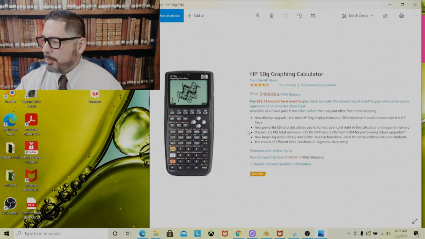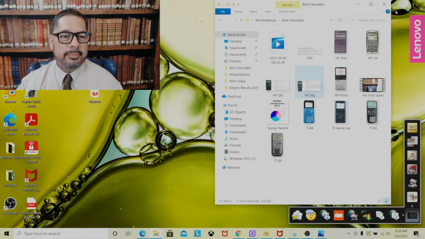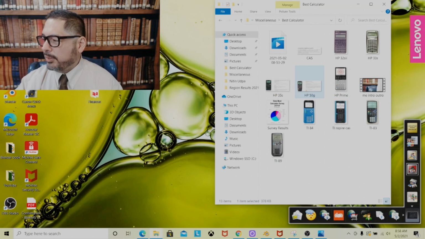But only 2 people at the individual state meet used the HP50G graphing calculator. I thought that was interesting. It's been out of production since 2015, and it's extremely costly should one of them break. But let me know if you've used it, and maybe there's a good reason to spend that kind of money on this kind of calculator. All right. So that's the HP50G.